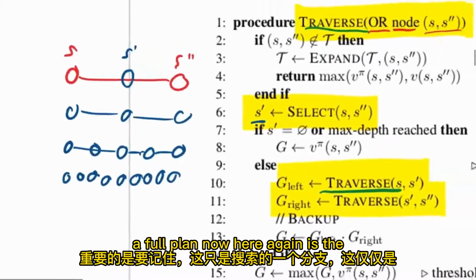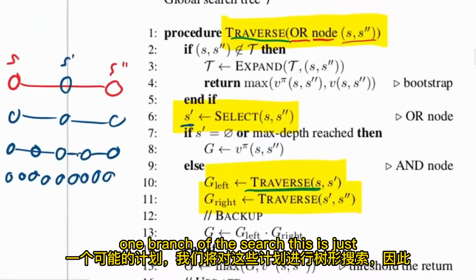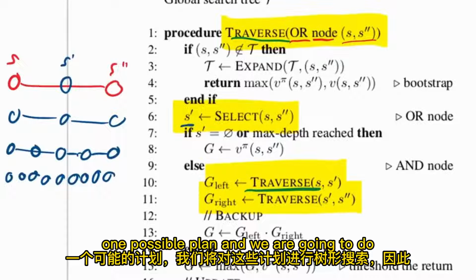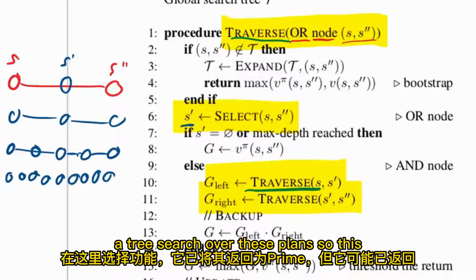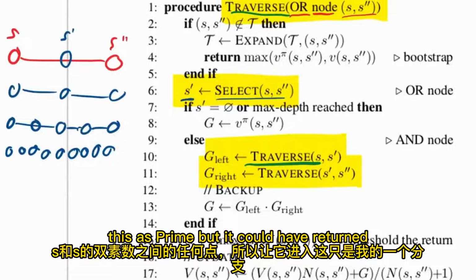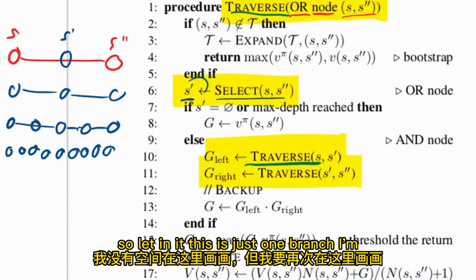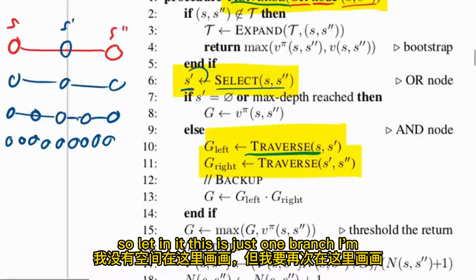Now here again is the important thing to remember. This is just one branch of the search. This is just one possible plan. And we are going to do a tree search over these plans. So this select function here, it has returned this S prime, but it could have returned any point between S and S double prime. So this is just one branch.